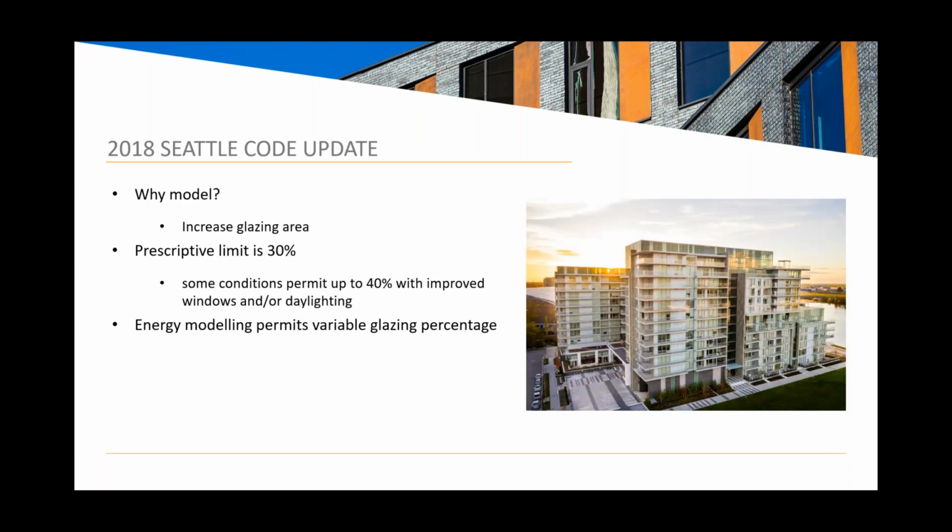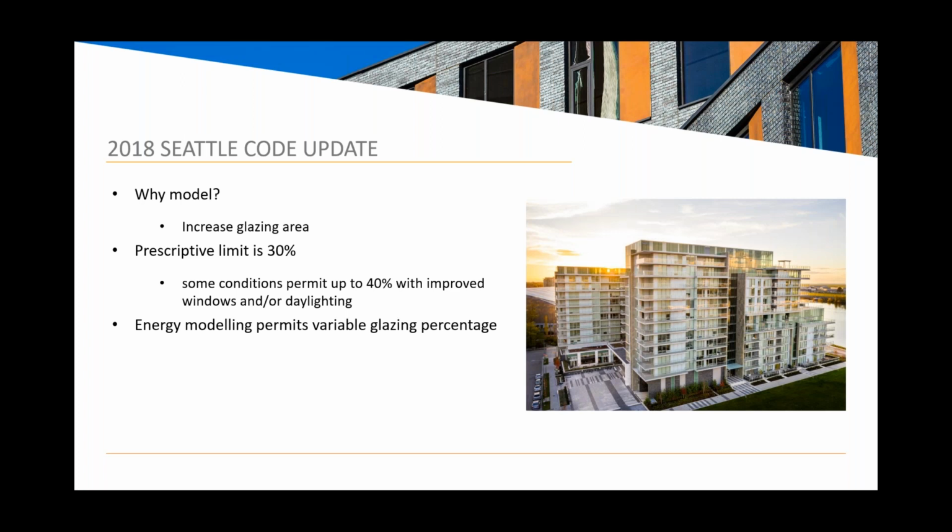So why model at all? Why not, since there's a prescriptive path, just follow the recipe and keep consistent with what we've been doing for the longest time? Well, one of the many examples that relate to optimizing design and cost optimizing how to achieve it is increasing the glazing area of the building that you're going to design and build. Prescriptive limits are generally 30% glazing area in this current and upcoming code. There are some conditions that are approved up to 40% with improved windows and or daylighting, but generally speaking, 30%.